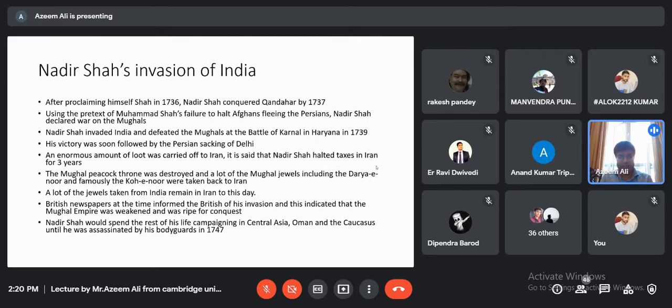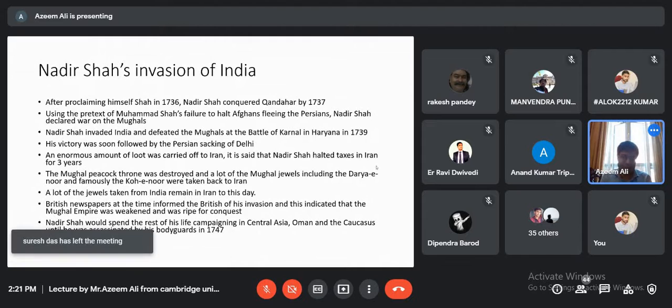It is said that Nadir Shah halted taxes in Iran for 3 years because the amount of wealth he took was so enormous. So people normally say that Britain also took a lot of loot, but Nadir Shah started that trend where he took an enormous amount of jewels from the Mughal treasury in Delhi, or Shah Jahanabad as it was known.